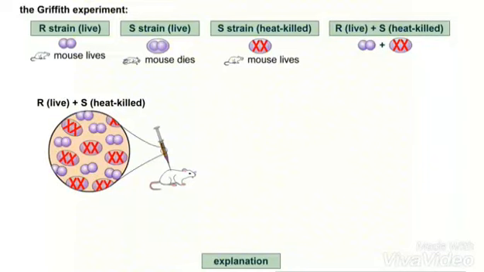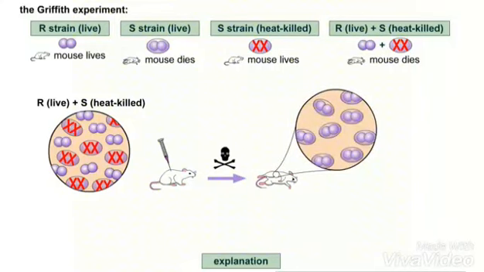Surprisingly, when mice are injected with a mixture of harmless, heat-killed, smooth-strain cells and harmless, live, rough-strain cells of Streptococcus pneumoniae, the mice die. Live, smooth-strain cells can be found in the blood of these dead mice. The harmless, rough-strain cells must have gained the genes to produce capsules, like those of the virulent, smooth-strain cells.